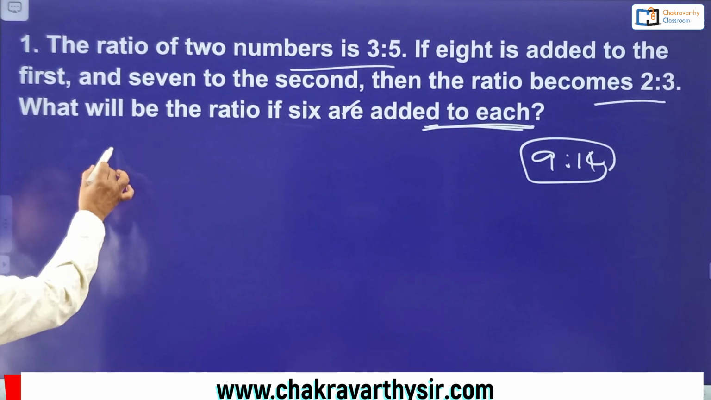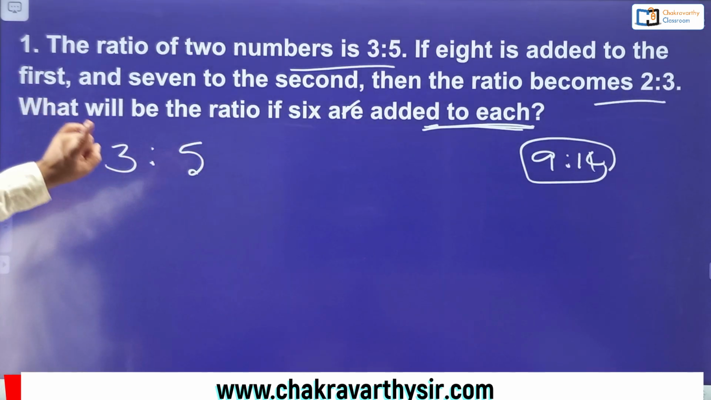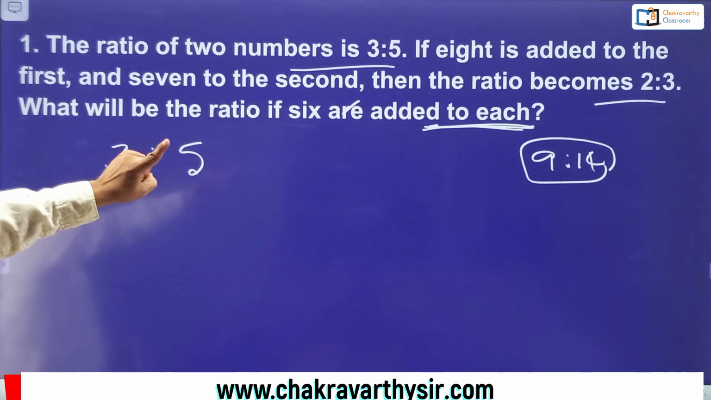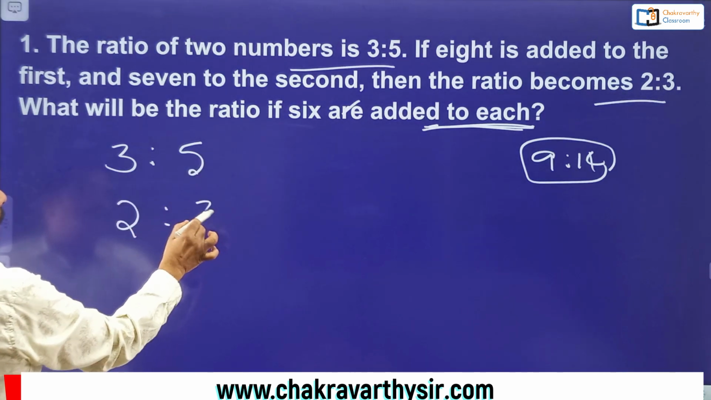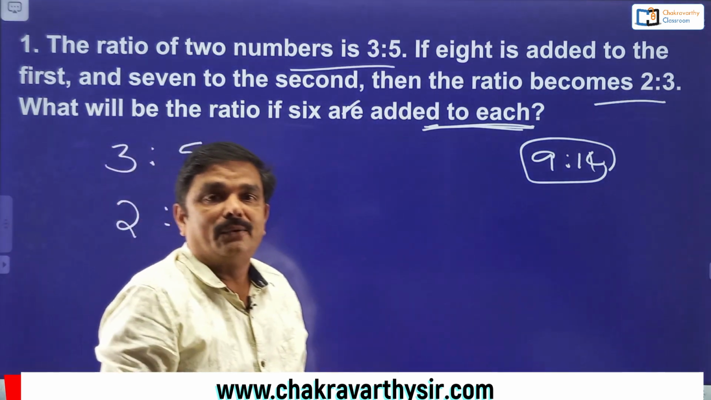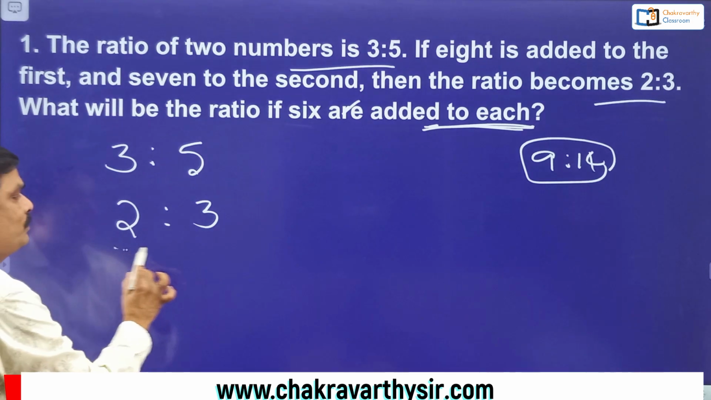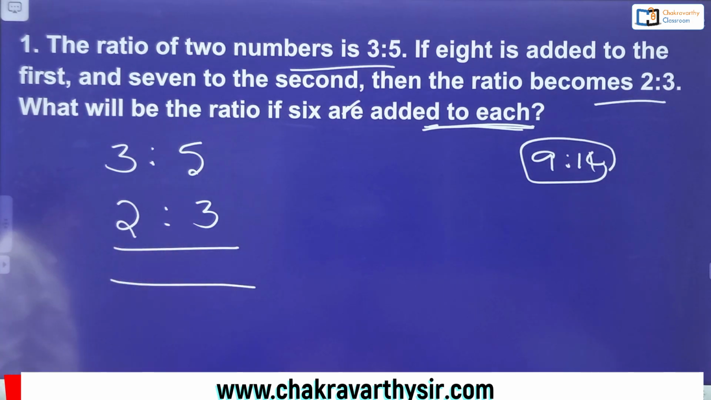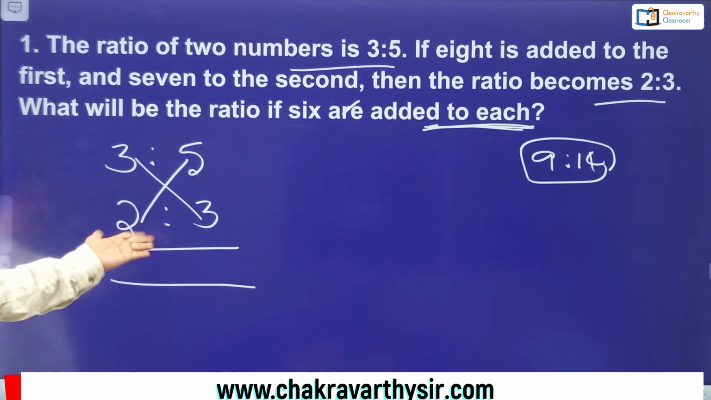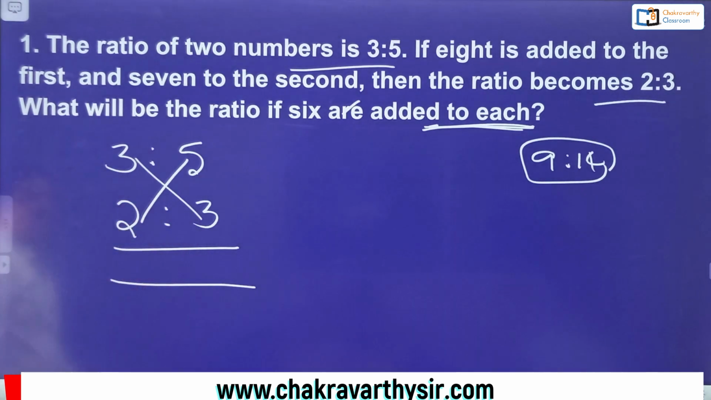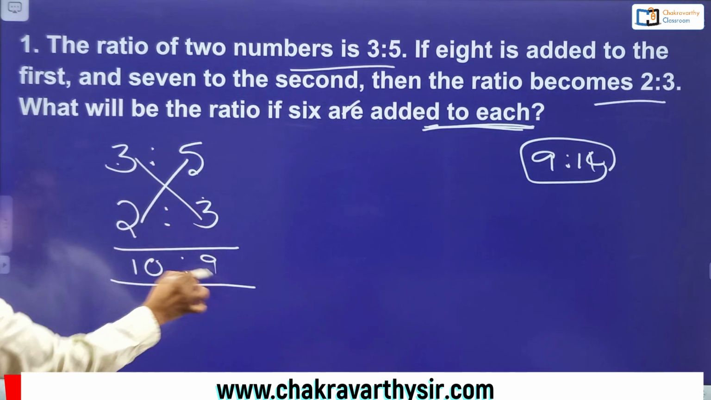What is that? First ratio is 3 is to 5, if I am not wrong. Yes. Then 8 is added to the first, 7 is added to the second, then it becomes 2 is to 3. Second ratio is 2 is to 3. Observe this one carefully, students. First you take the first ratio followed by second. Then go for the cross multiplication. This is nothing but 3 by 5, 2 by 3. Go for the cross multiplication. You get 5 into 2, 10, and 3 into 3, 9.